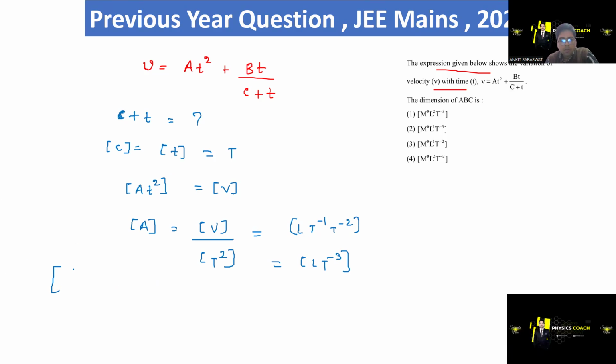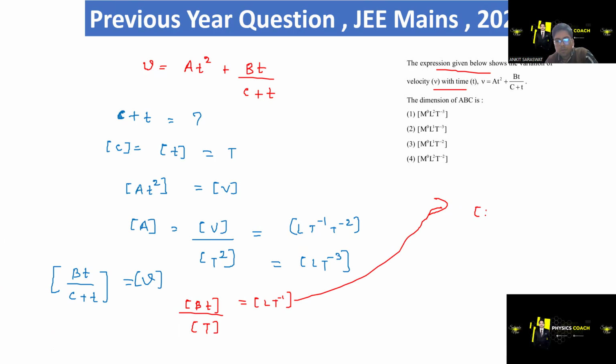Dimension of B. So you can check carefully. Dimension of this whole term Bt by C plus T is the same as the dimension of V. Clear? So you can write dimension of Bt divided by dimension of T. Velocity is LT^-1. So dimension of B comes out to be, if you solve, dimension of T cancels out, LT^-1.